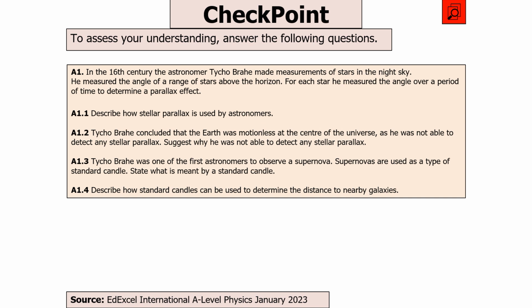Tycho Brahe was one of the first astronomers to observe a supernova. Supernovas are used as a type of standard candle. What is meant by a standard candle? And then describe how standard candles can be used to determine the distance to nearby galaxies. So pause the video now, then unpause the video when you want to go through your answer.